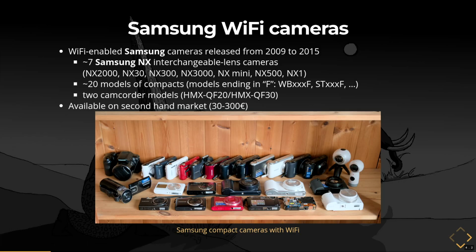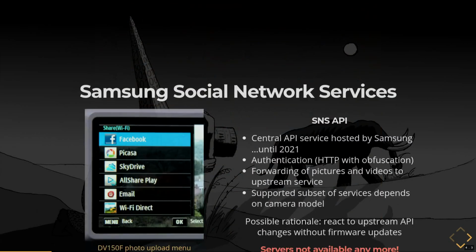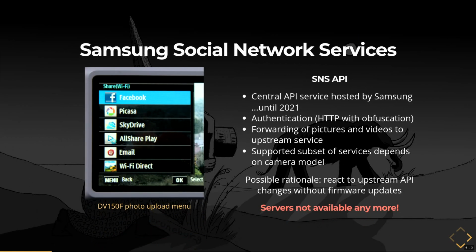Today, the cameras are still available on the used market, so you can get them starting at 30 euros for the low-end compact models and up to 300 euros for the mid-range models, or the high-end model is, I think, something around 700 or so used. And these cameras actually implement a built-in social network service feature. So you can, right from the camera, post your pictures and videos to Facebook, Picasa, send them via email, and all that was implemented using a central API service provided by Samsung.